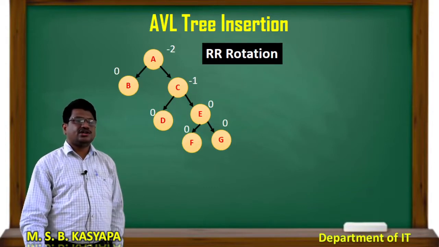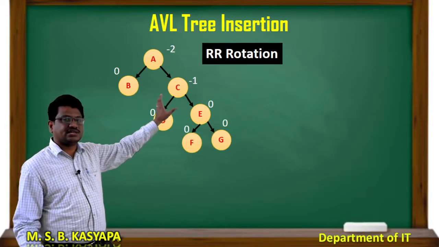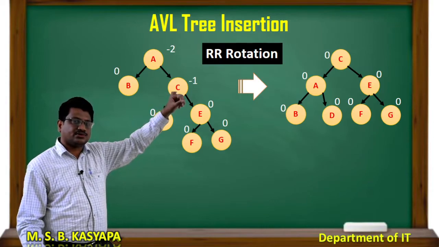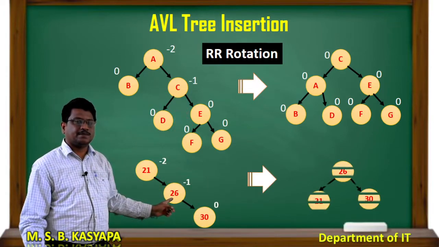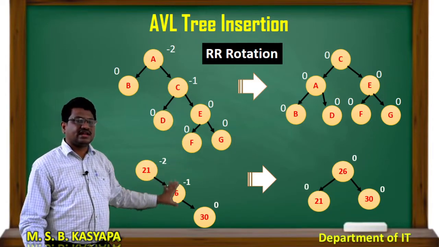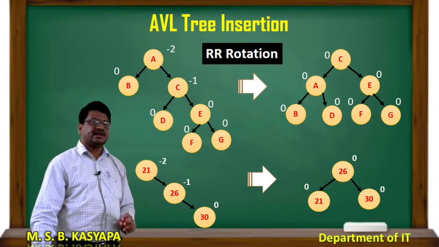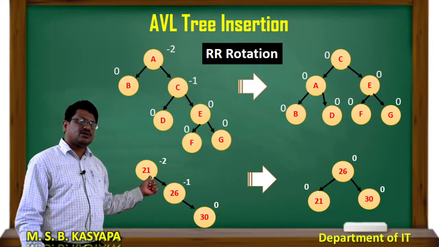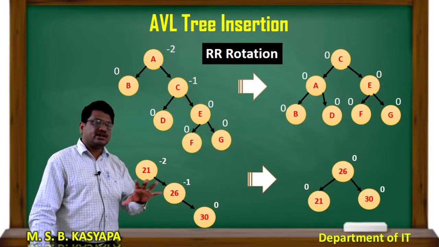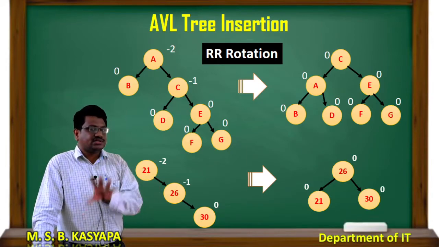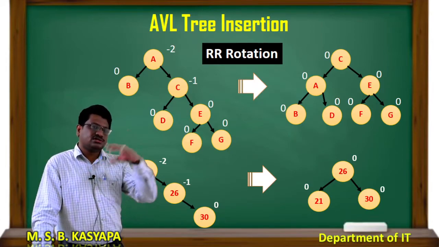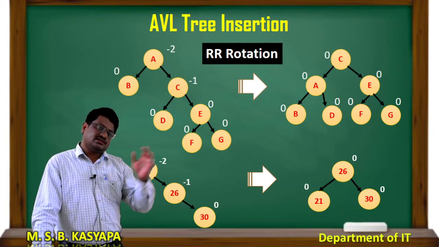Now according to RR rotation, what will happen? The first right child will become the root node, that means 26. If the root node contains any right children, they become the right child, and the old root node will become the left child. I have already discussed this in the RR rotation and insertion videos; you can refer to that video also.